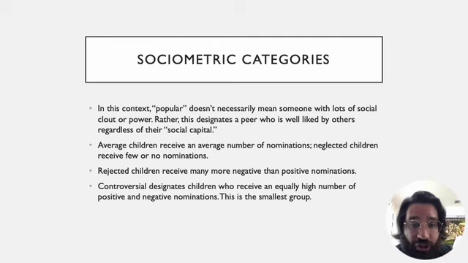And again, we said average children receive an average number of nominations, whereas in the neglected category, we say they receive few or none. And again, we already described what rejected and controversial mean, but you can look over that here.